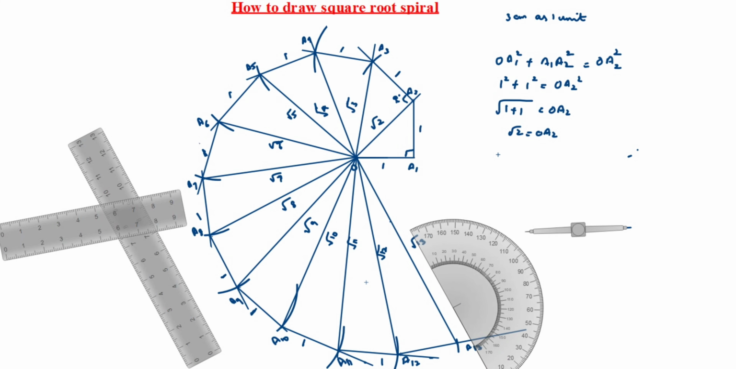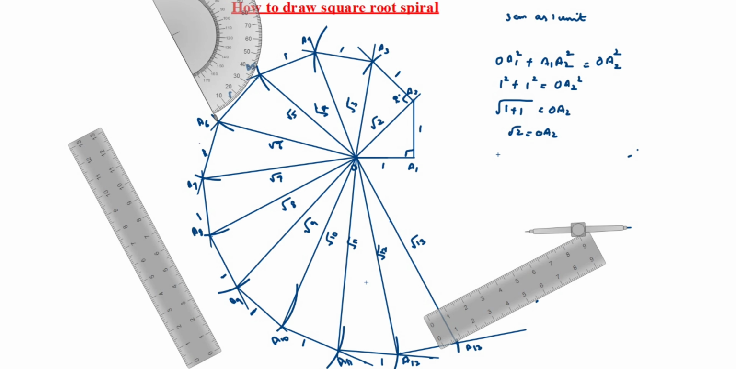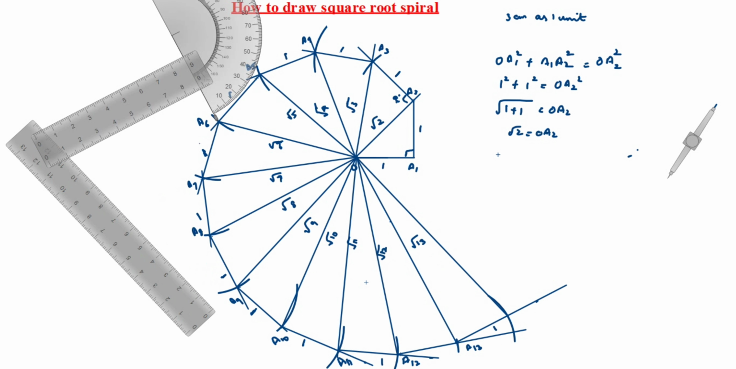Take the protector and keep the protector OA13 as a baseline and mark the point perpendicular, that is 90 degree at A13. Using scale to join the point. Next take compass, keep compass tip at A13 and reduce to 3 cm and draw an arc. Using scale to join the points. Here is 1, here is also 1. This is root 14. Next we will draw root 15.